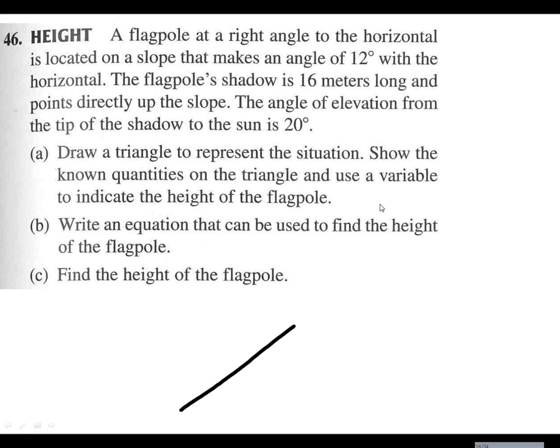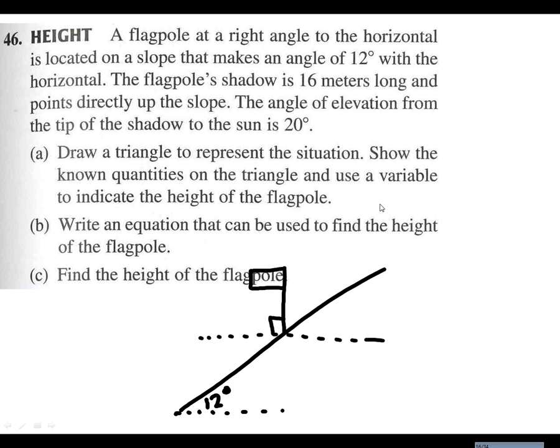So we've got this slope going up a hill. Here's our horizontal. It tells us that's 12 degrees down here. Then we have our flagpole. And our flagpole makes a right angle to the horizontal. So the flagpole is standing at a 90-degree angle.